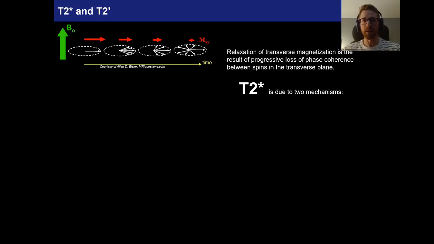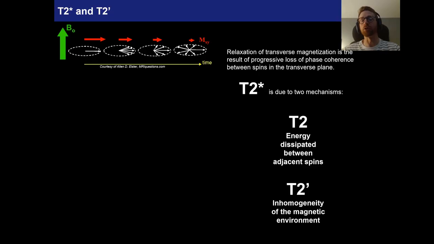But over time, we're going to lose phase coherence, right? And as we lose phase coherence, these transverse components are going to start canceling with each other, right? And when they get to be 180 degrees out of phase with each other, the transverse magnetization is going to be zero, right? So it's going to gradually approach zero. So the time constant which describes that progressive loss of phase coherence, that progressive loss of transverse magnetization, is T2 star. It's not just T2, it's actually T2 star. So T2 star is due to two mechanisms. One is T2, but the other is T2 prime.